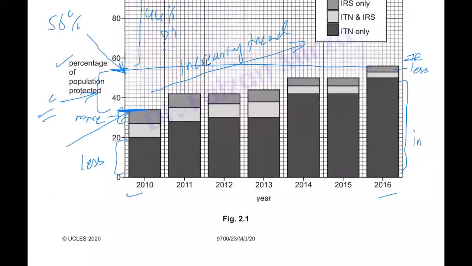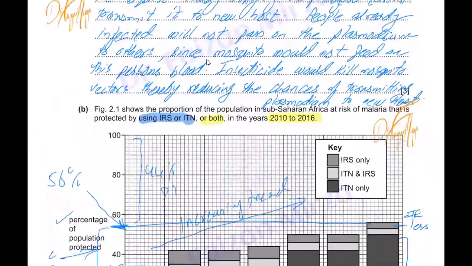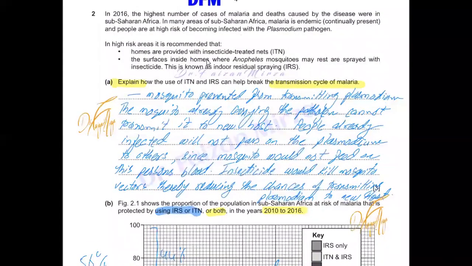So this question from Agent 20, Variant 23 actually deals with malaria. Since 2016, the highest number of cases of malaria and deaths were caused by a disease in sub-Saharan Africa. In many areas of sub-Saharan Africa, malaria is endemic. We know endemic means the disease is always present in a population, and people are at high risk of becoming infected with the Plasmodium pathogen.